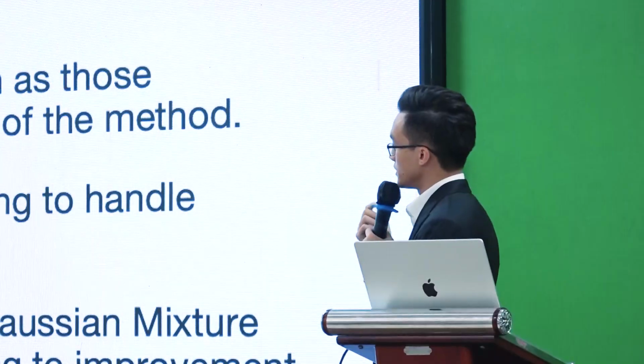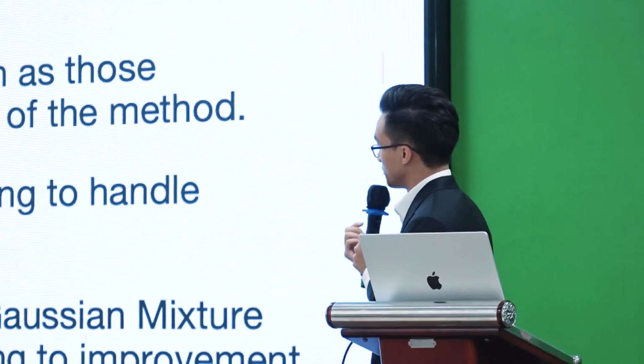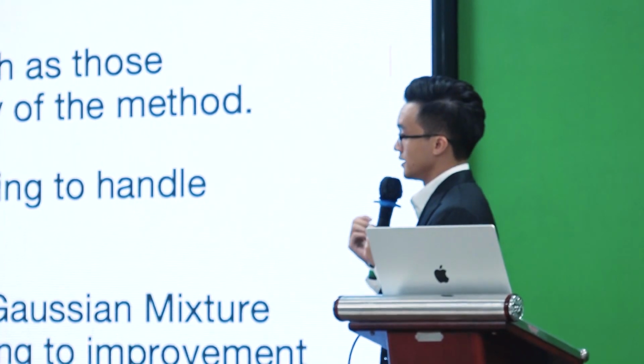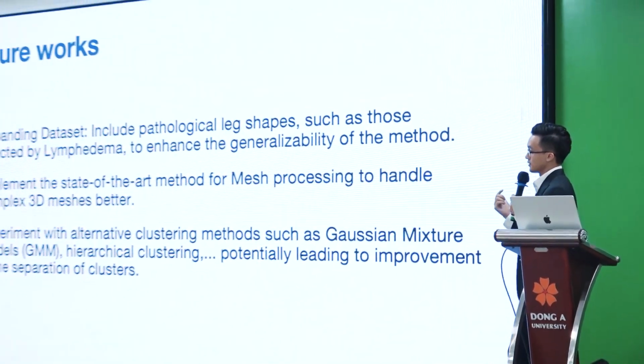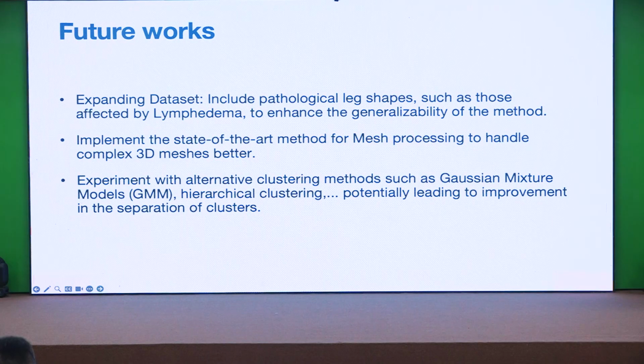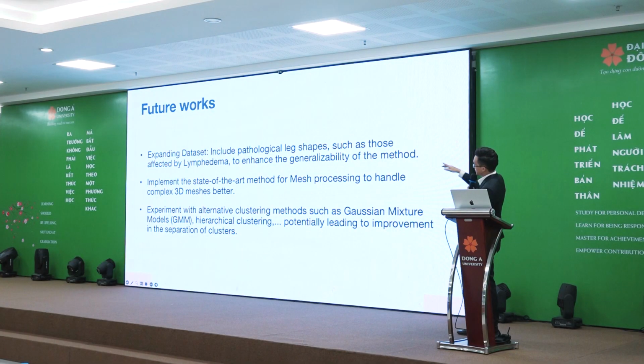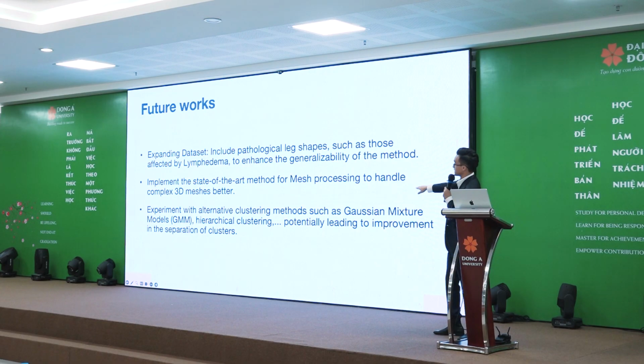I have experience with another machine learning method, and when I give the result to experts, they can list the characteristics of each cluster. Because I use K-Means and I tried a lot of experiments, and it successfully identified what the clusters mean. And in the future work, we will experiment with alternative clustering methods such as Gaussian mixture model.